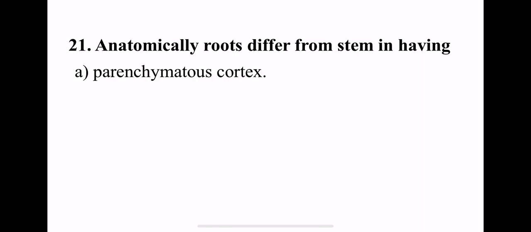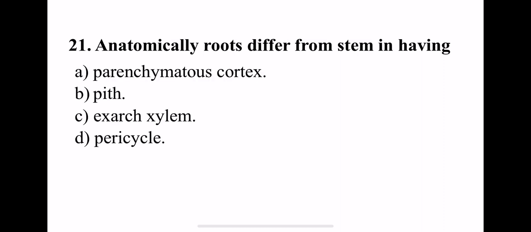Anatomically, roots differ from the stem in having what? Parenchyma is present in both stem and root, so parenchyma is not the answer. Pith is also present in both stem and root. Exarch xylem: root is exarch, stem is endarch. What is exarch? In the exarch, metaxylem is towards the center and protoxylem towards the periphery, whereas in the stem it is endarch.